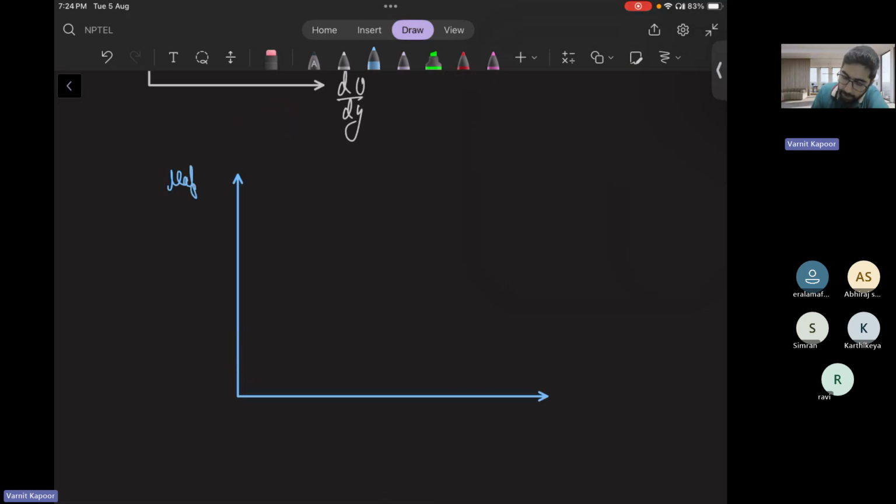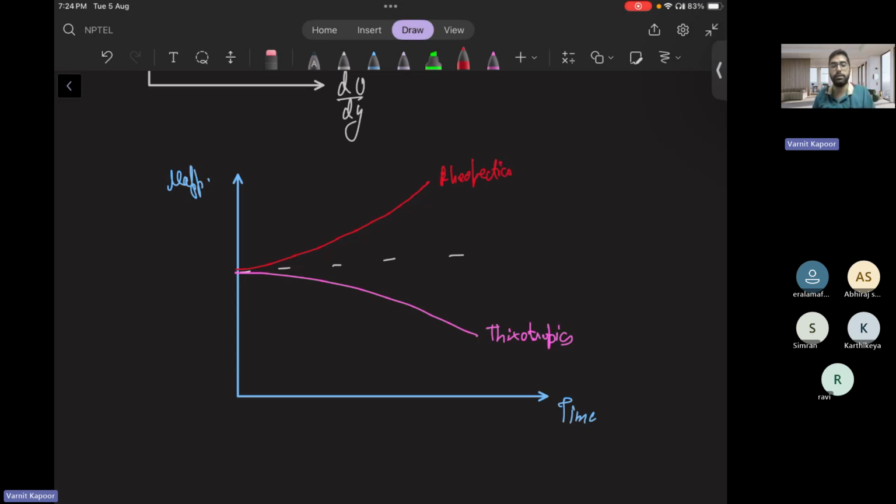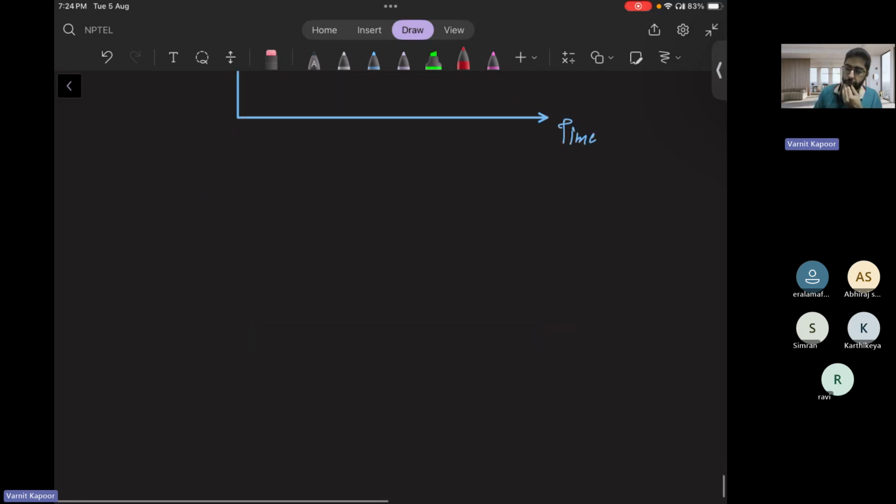So mu apparent with time. So if I make my thixotropic, it will look like what? Decreases, thixotropics. This is mu apparent plot with respect to time. Okay. And your rheopectics viscosity will increase. I hope it is clear. Any doubts to anyone? Any doubts? No, sir. No doubts.